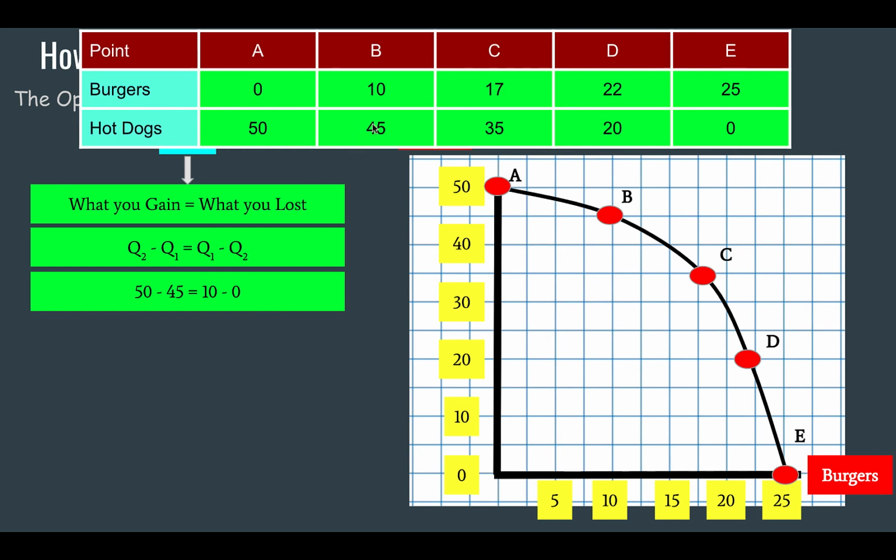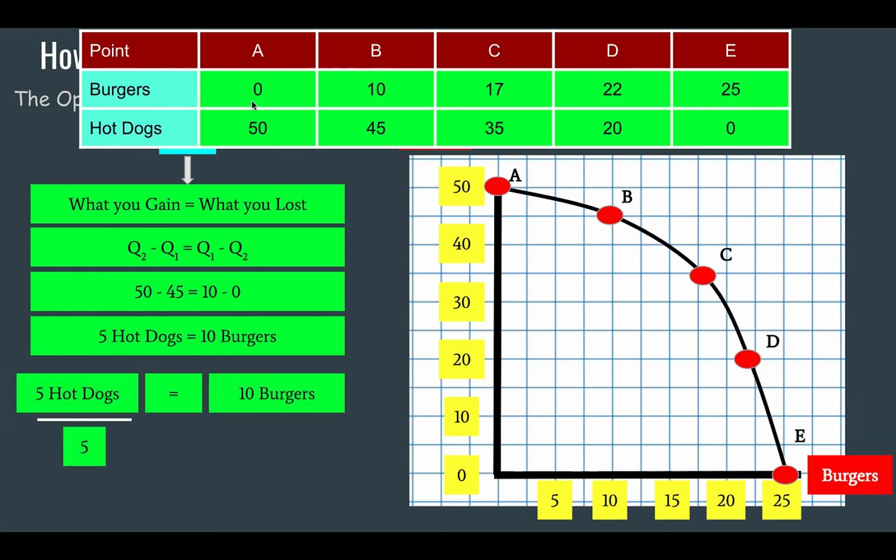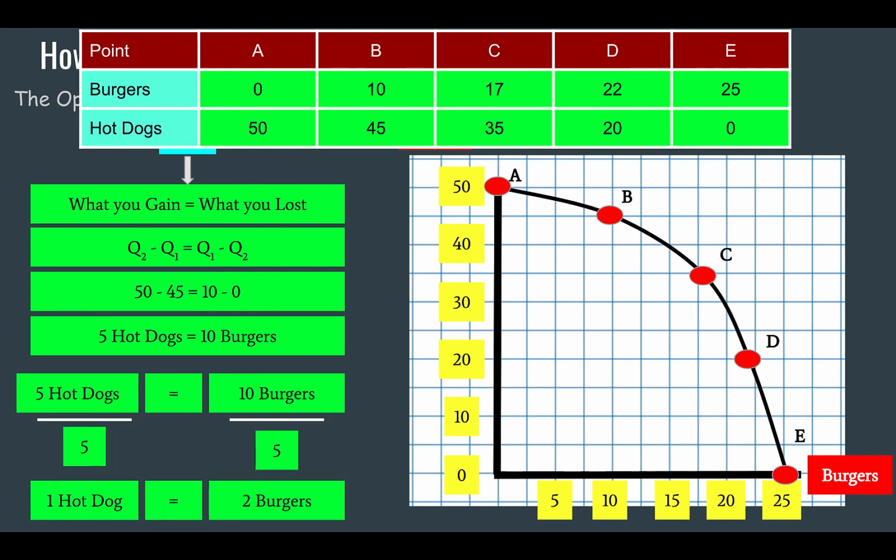So, what did we gain? Well, we went from 45 to 50, so that's hot dogs. So that means that we gained 5 hot dogs. But what did we lose? We lost 10 burgers. And again, just moving across, dividing both sides by 5, I think you can see that the opportunity cost of 1 hot dog, the increase in production to society of 1 hot dog, is on average costing 2 burgers from B to A.